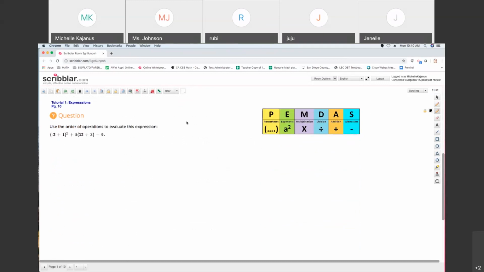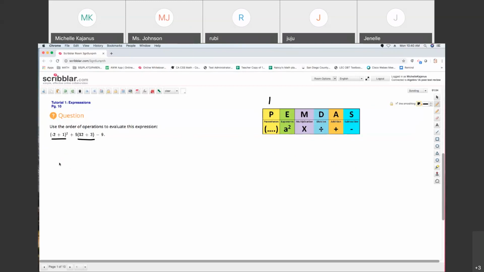Okay, for this one, we're going to use the order of operations to evaluate. That means we're going to use something called PEMDAS. What is PEMDAS? When you are presented with a problem and you don't know how to begin working on it, you have to check this order of operations. You start with parentheses. See if you have any parentheses. This one and this one. Okay, so we're going to start with this one.